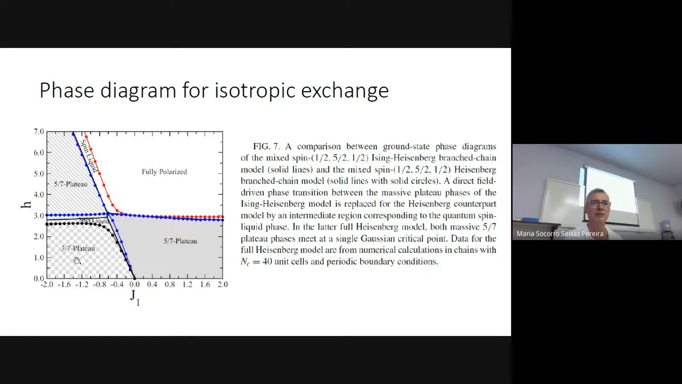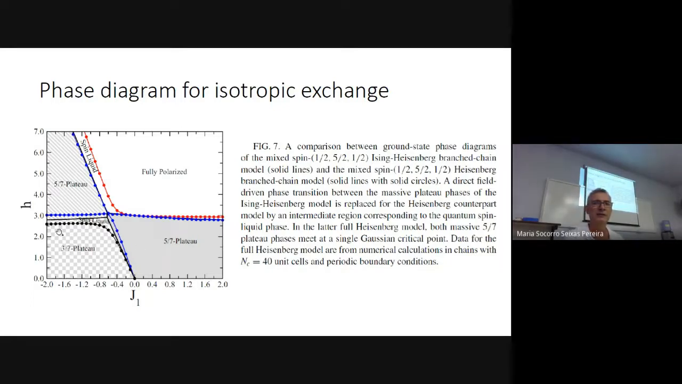One is a plateau phase on which the magnetization is 3/7 of the saturation magnetization. We have another two plateau phases on which the magnetization is 5/7 of the total saturation magnetization. But these two phases have different spin orderings within the unit cell, and the fully polarized phase. And the phase transitions between these four phases are first order, like in the case of the Ising-Heisenberg model.